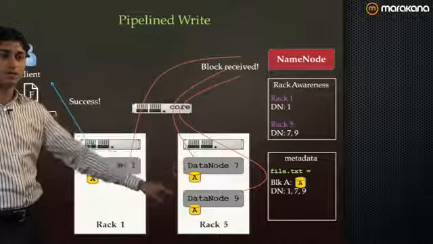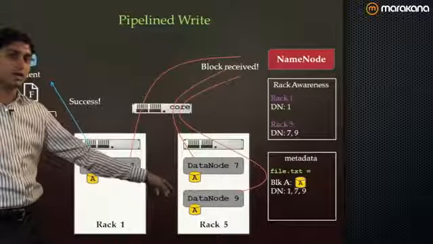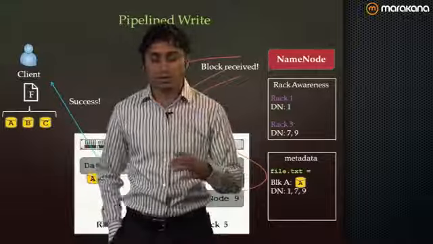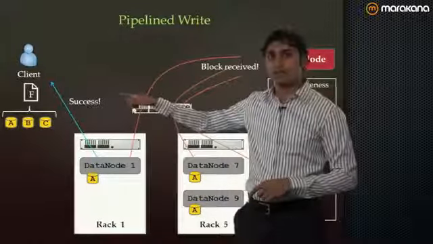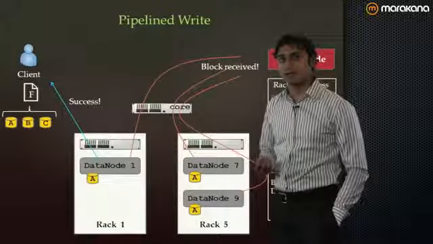But to go from 7 to 9, you just have to go through one top of the rack switch back down to 9. So that keeps the latency for the write a little bit lower. However, this is a synchronous write. So the client does have to write to 1, 7, and 9 before the write is considered successful.